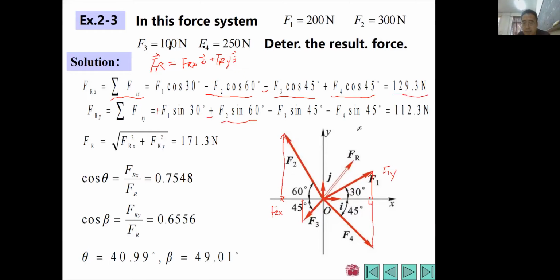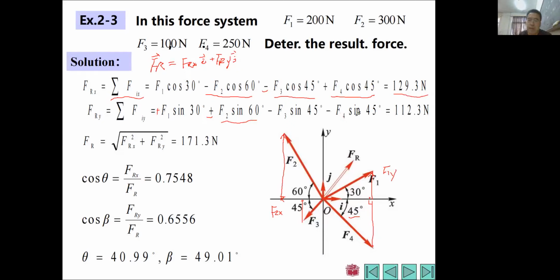Its magnitude is F4 times cosine 45. I'm sorry, sine, because this is 45, and sine 45 actually equals cosine 45, right? But we usually always use sine to find Fiy. So we have F4 times sine 45 with this part, and its sign is also along the negative direction of y, so we have another negative sign here.